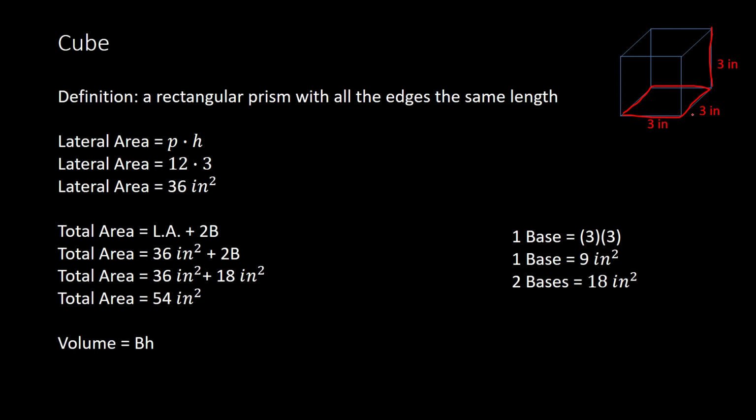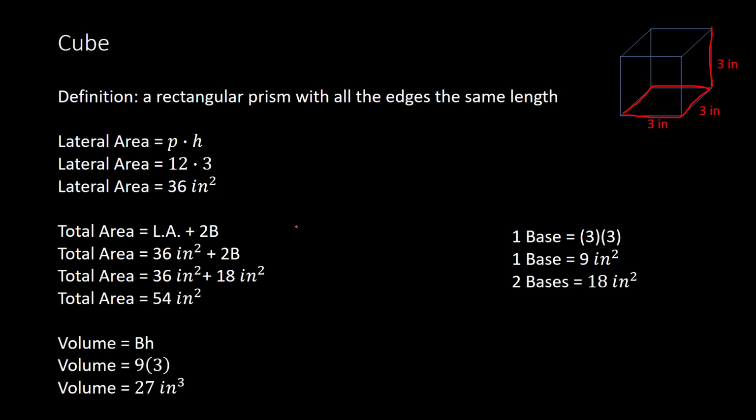And then the volume is the area of the base, which we just said to be 9. Multiply that by the height, which would be 3. So 9 times 3 would give you 27, and then the units would be inches cubed. Now a quick little shortcut that we have for total area and volume.